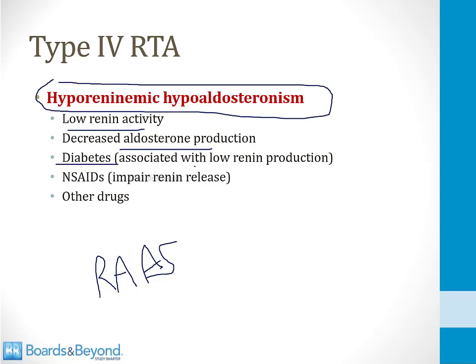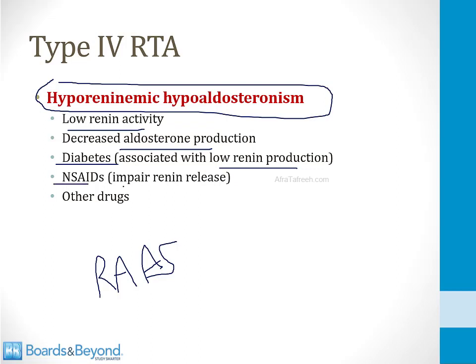Patients who have diabetes develop low renin production for reasons that are poorly understood. This can lead to a type 4 RTA. So in a board question, this will be a diabetic who comes in with elevated potassium and low bicarb and low urine pH. That patient has a type 4 RTA.